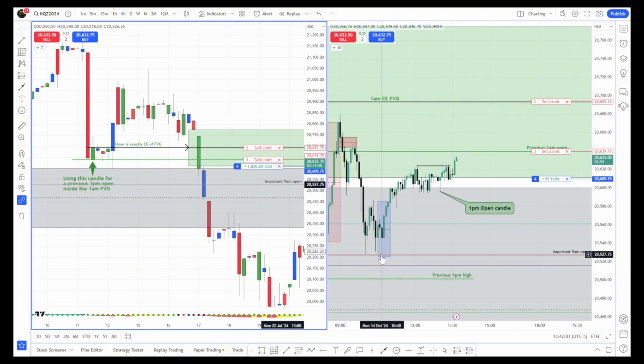Just like this 9 a.m. open showed importance. Look at how this one didn't touch it, and then this one touches it, and then that's what we get the reversal back up after this distribution. It waited to touch this open. This came so close, but didn't touch it. These are signatures in price, and it happens over and over and over again. I wish I could sit here every day and watch this happen.